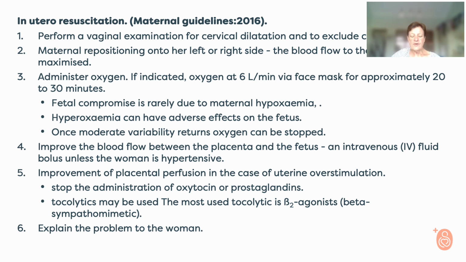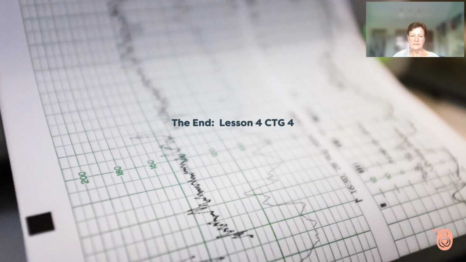So if we have to stop the contractions, or also to improve the placental perfusion, we do that by giving the mother tocolytics, and see whether the condition would improve when the contractions are stopped. And obviously, we need to explain this condition to the woman.